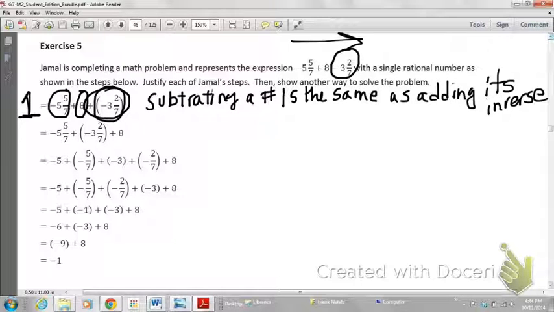And next we see what he's done here. He has actually applied the commutative property. He has switched, I'm just going to erase this here because this is a little messy. So he has moved that negative 3 2/7 there and moved the 8 to the end, because he wants to put these two closer together so it's easier to work with. So he's applied the commutative property.